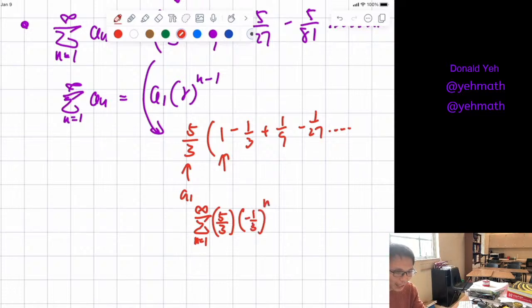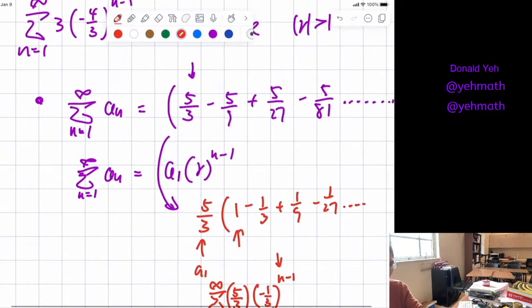And now, why is it n minus 1? Think about it. If I plug in 1 here, what am I going to get? 1 minus 1, which is 0. And negative 1/3 to the 0 power is 1, which is your first term. You wanted it to be 5/3.